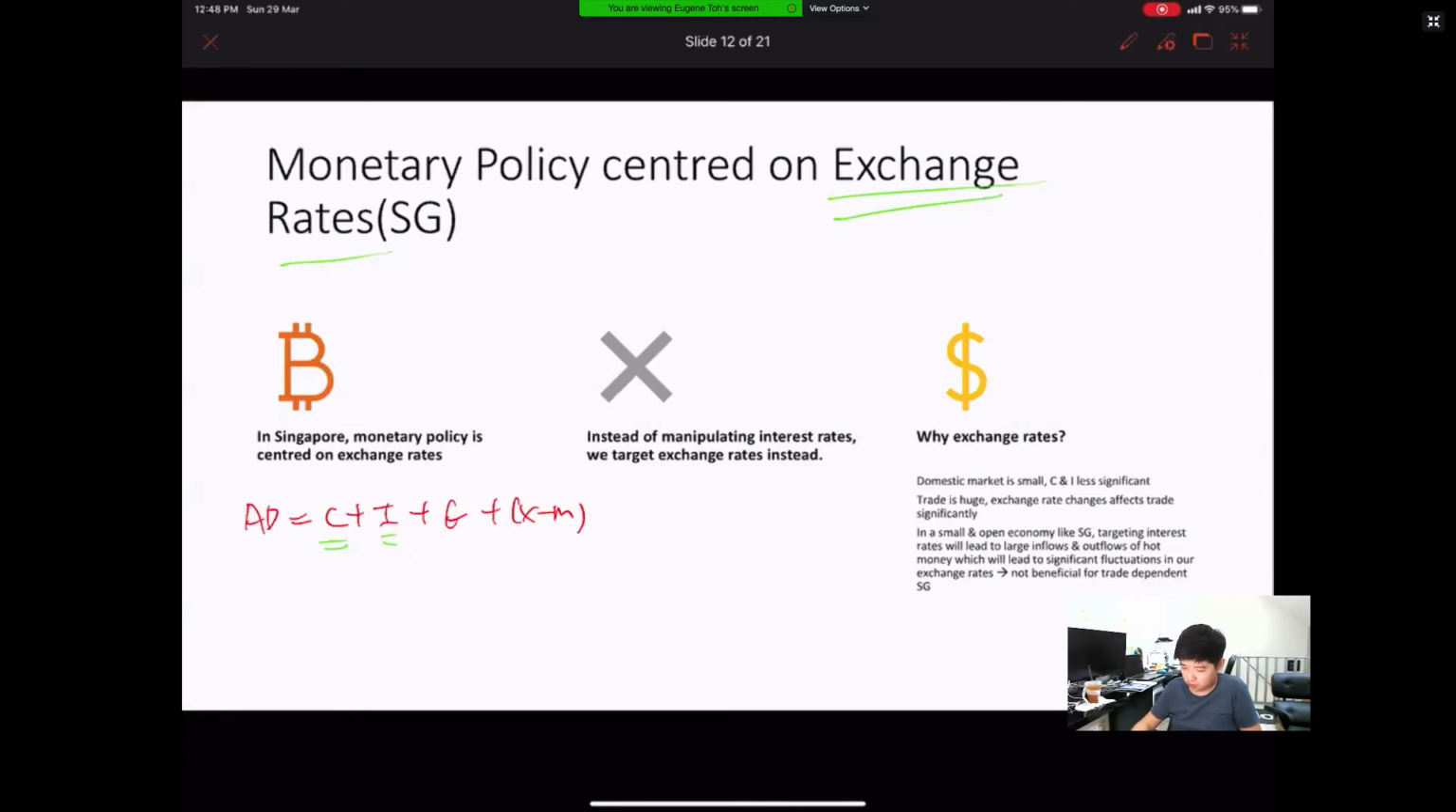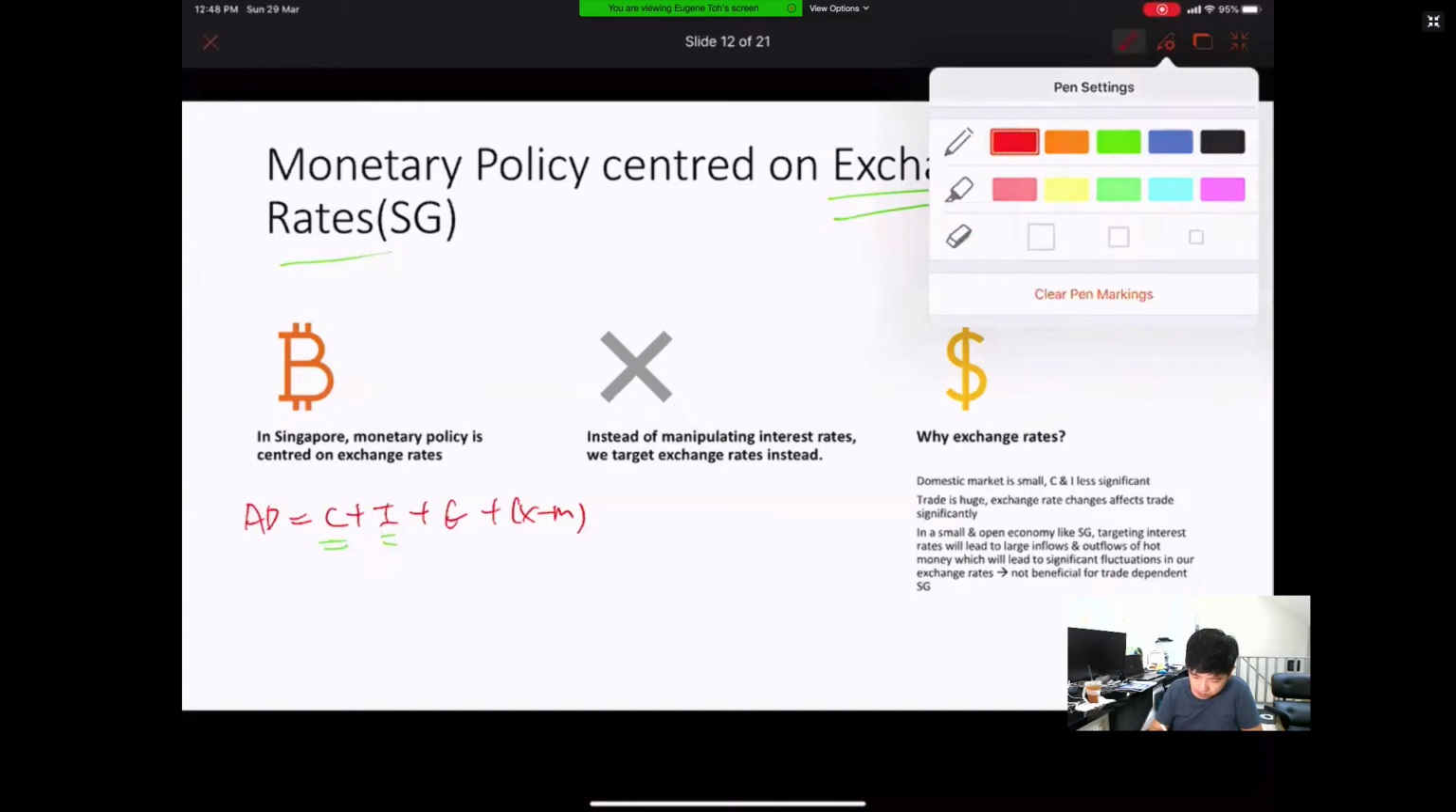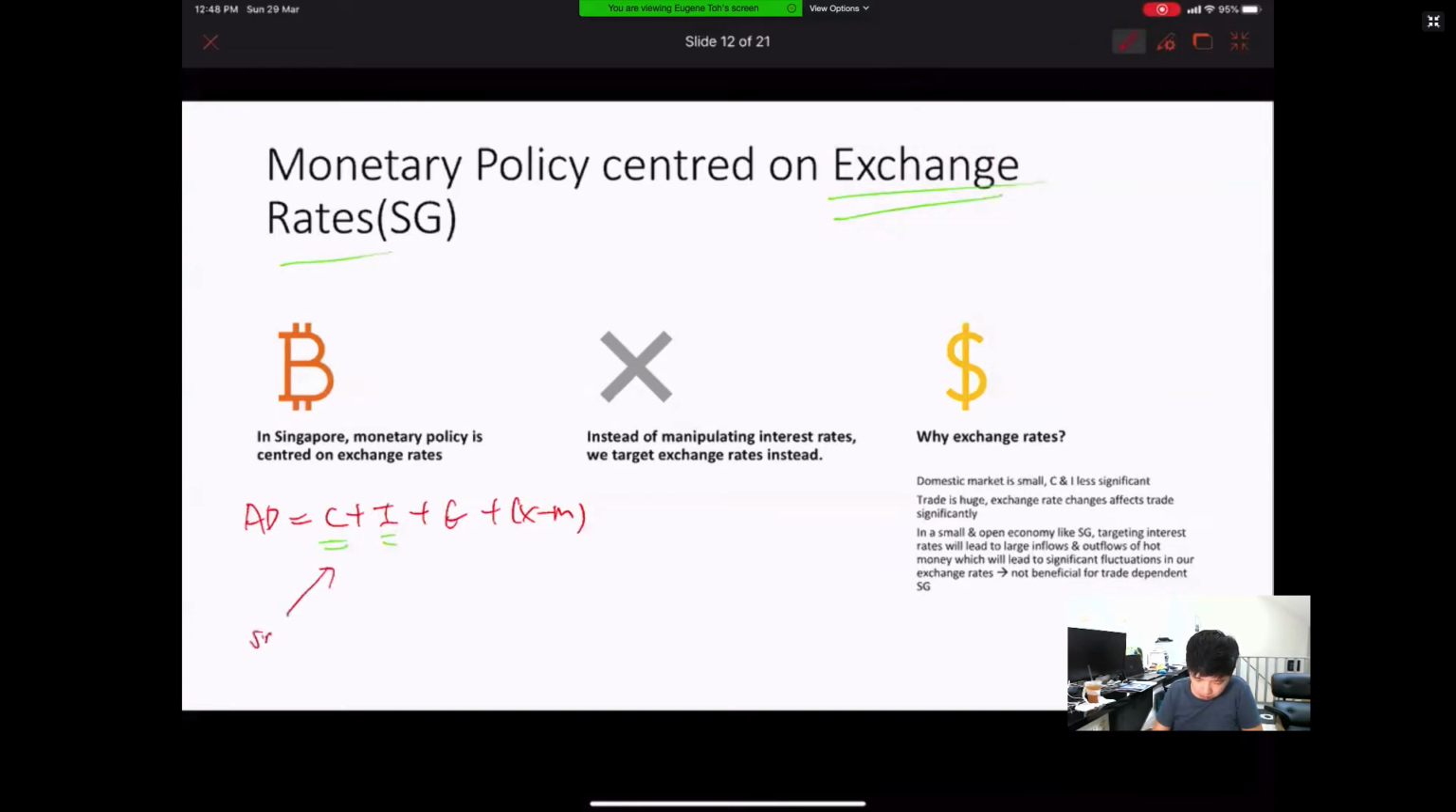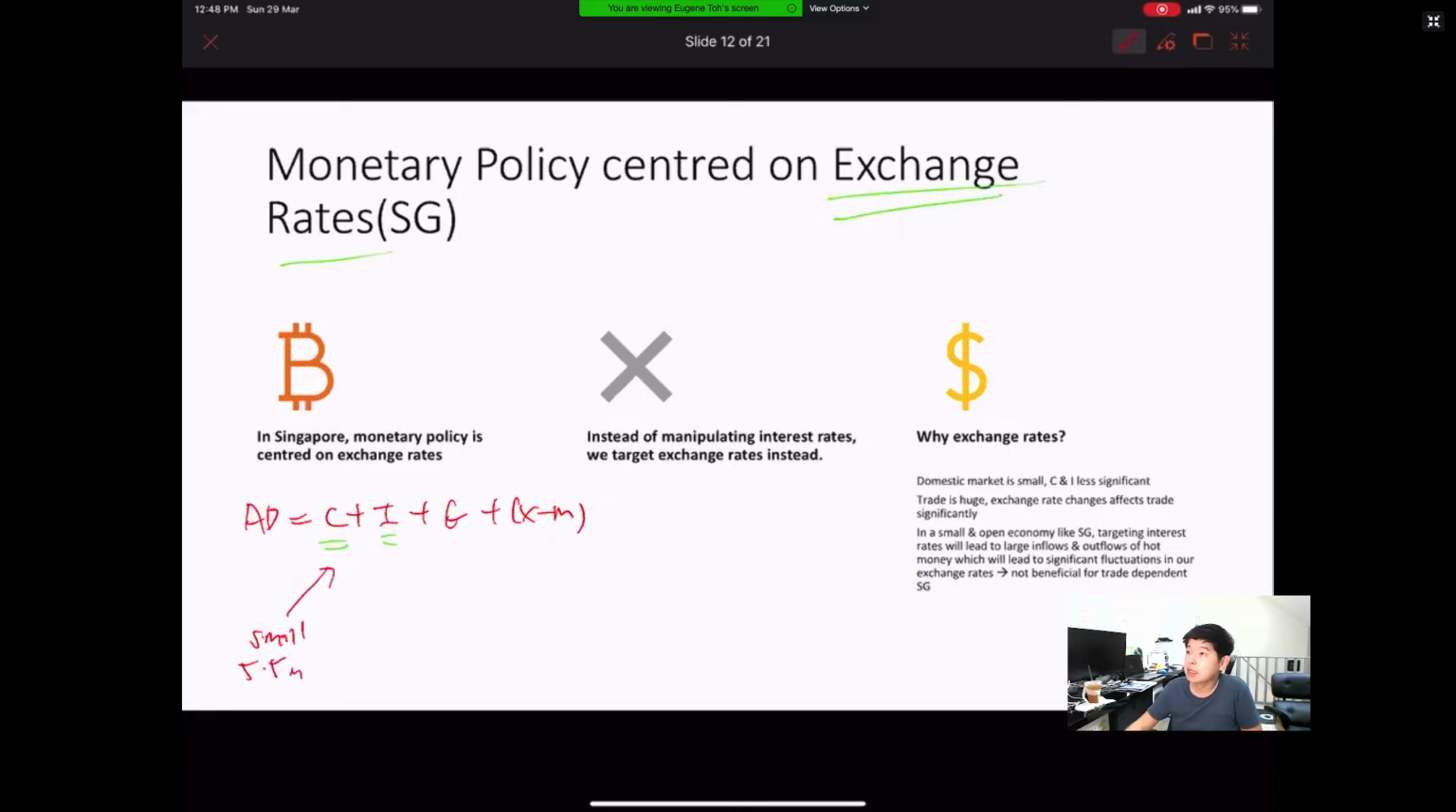Domestic consumption is small. Why is C for Singapore small? It's small because our population is 5.5 million. So we have a very small population, so our domestic market is very small.